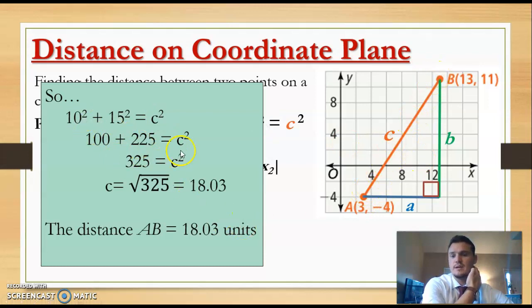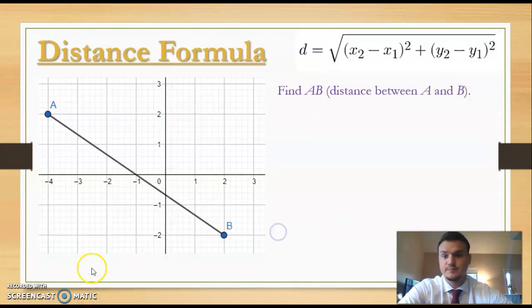So if we calculate this out, we'll get 325 equals c squared. Then whenever you want to get rid of a square, you have to square root. So c itself is equal to the square root of 325, which is the same thing as 18.03. So that means that the distance from A to B is actually 18.03 units. I know that's a lot. That's why we're going to run through a couple examples here in just a second.